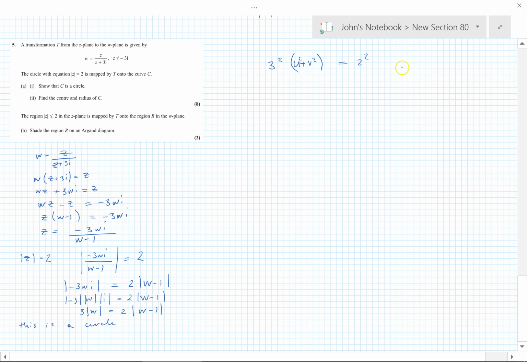I'm probably skipping out a step here a little bit. Let's just go back a step. We've got 3, we're substituting w is equal to u plus iv. Okay, so we've got 3 mod u plus iv is equal to 2 mod u plus iv minus 1. So 3 mod u plus iv is equal to 2 mod u plus iv minus 1.